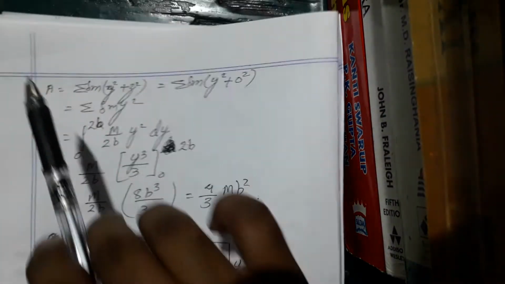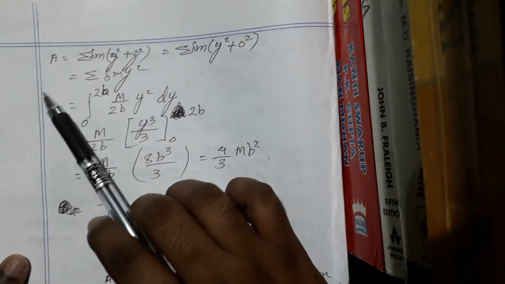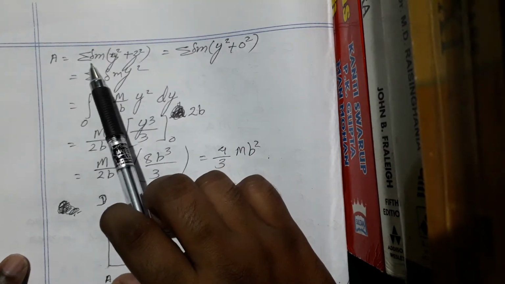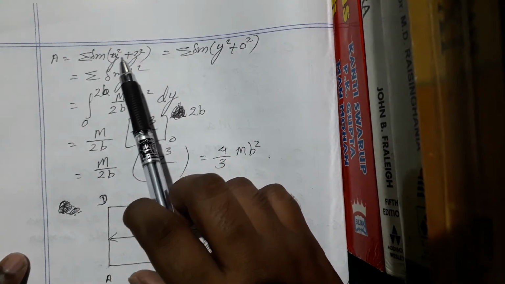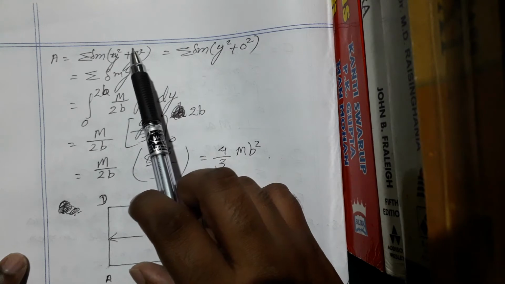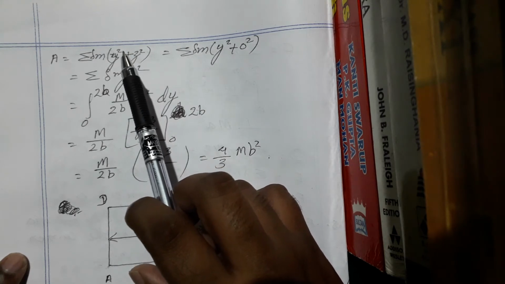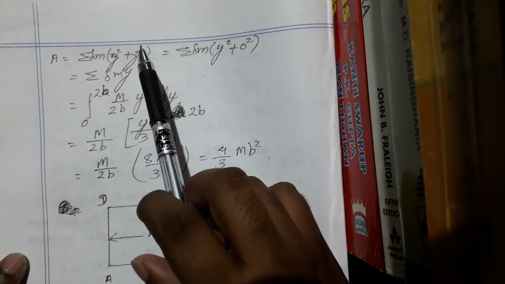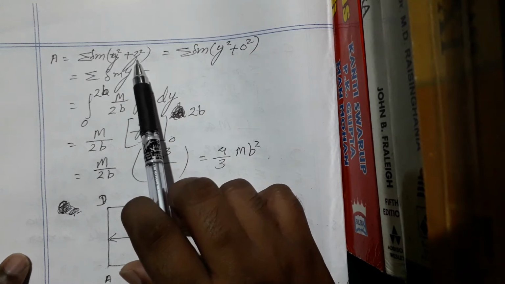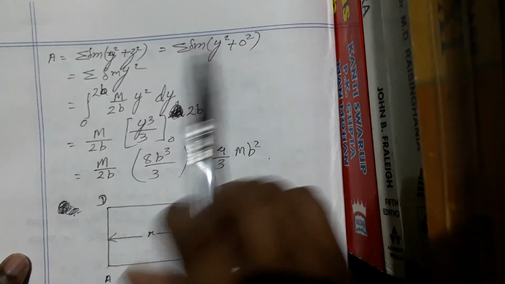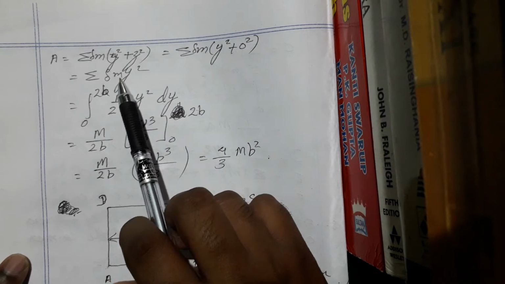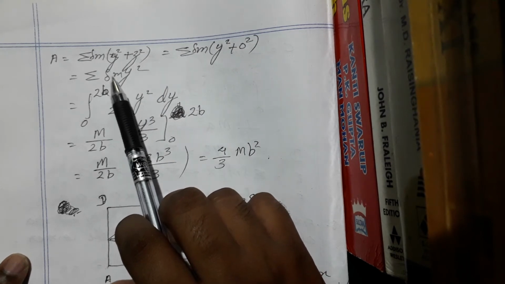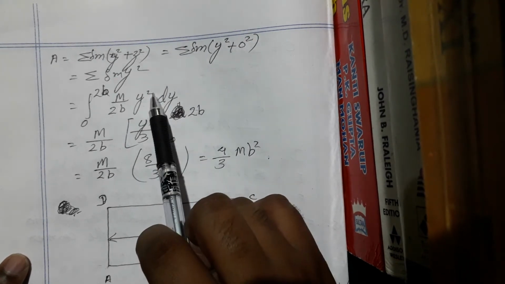This is the moment of inertia about the x-axis. We have the formula summation delta m into y square plus z square. We put the coordinate z as 0 because the coordinate of C is x, y, 0. So substituting z as 0, we get summation delta m y square. Now we substitute the value of delta m as M by 2b, y square dy.